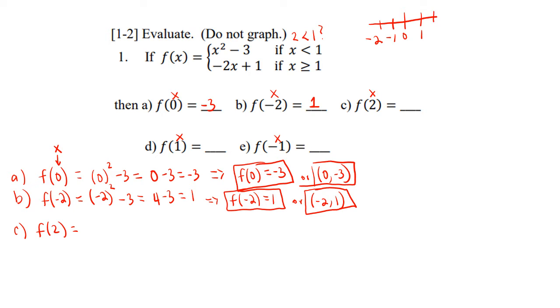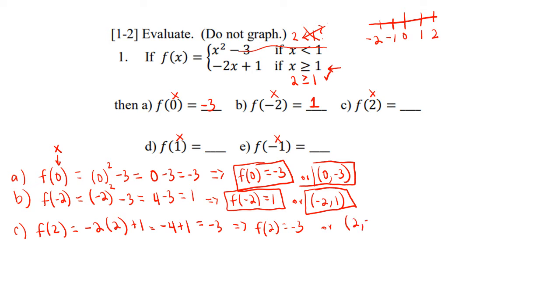No, right? Because if we put 2, 2 is greater than 1. I know that's like an obvious question. 2 isn't less than 1. So we don't plug it into the top one in this case. We go down here, is 2 greater than or equal to 1? Yeah, it is. So we're going to plug it into that second equation. We plug in 2, that's negative 2 times 2 plus 1. Negative 2 times 2 is negative 4, plus 1 is negative 3, giving us f of 2 equals negative 3, or that coordinate point 2, negative 3.